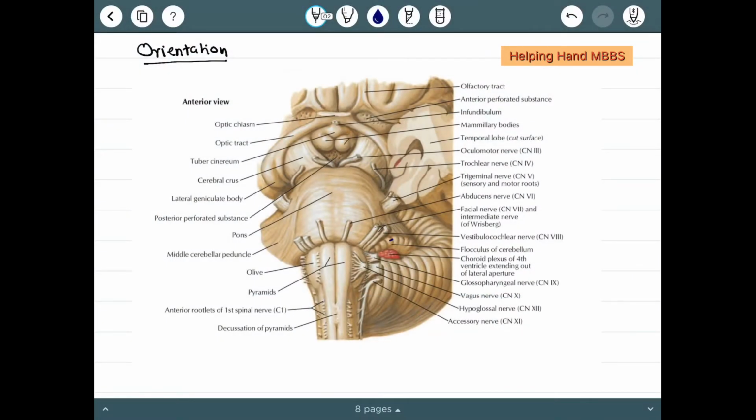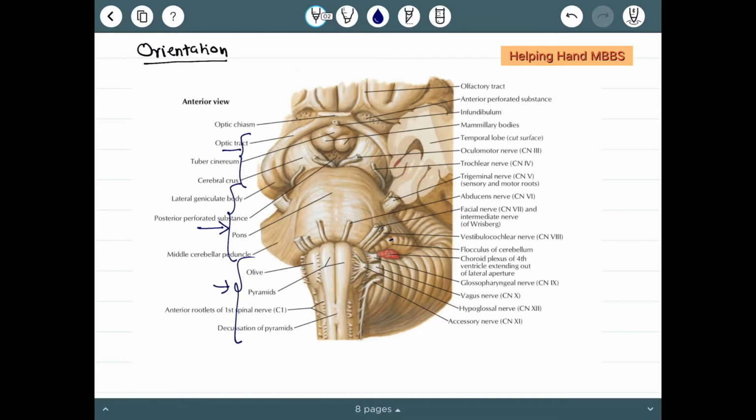So this is the gross section of brainstem, where you can see the medulla part, the pons part and the midbrain part. These are three parts of the brainstem. Today we are going to study the pons, this middle one. Pons is situated between the midbrain above and the medulla below. So this is our pons.